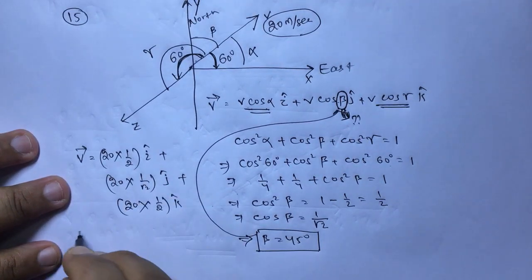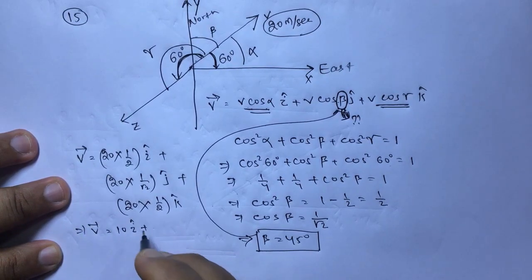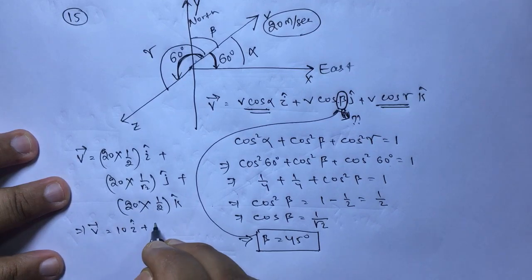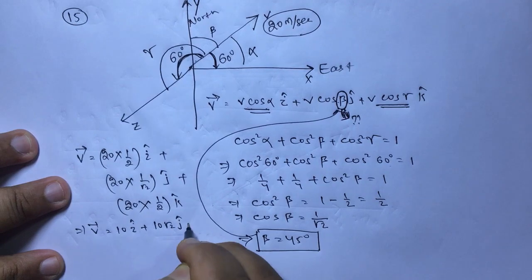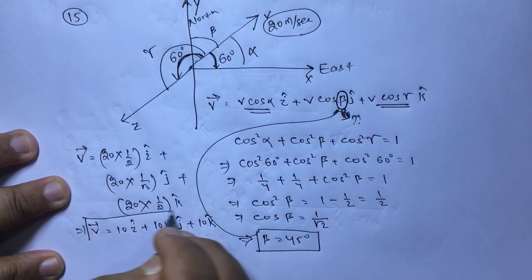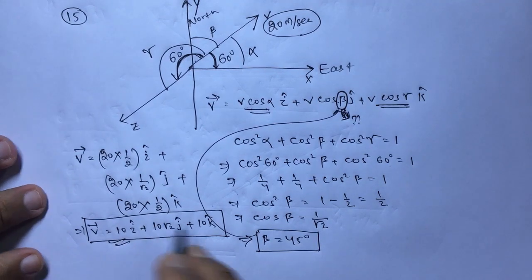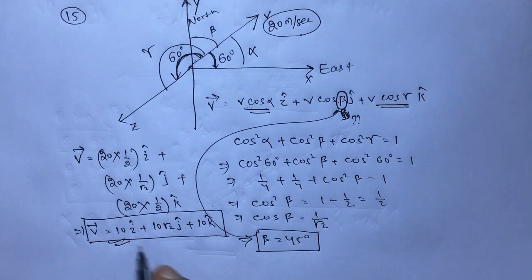Okay, now just write the answer as v vector equal to 10 i cap plus 10 root 2 j cap plus 10 k cap. So this is the velocity vector. Okay, and the question was to represent the velocity vector in rectangular form. This is the velocity vector in rectangular form: 10 i cap plus 10 root 2 j cap plus 10 k cap.